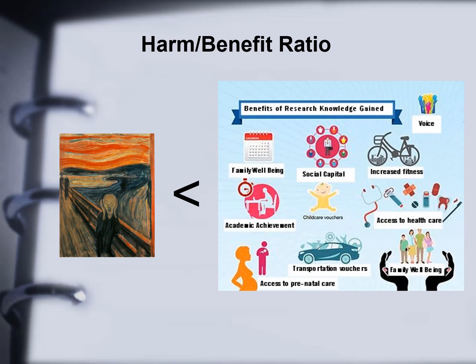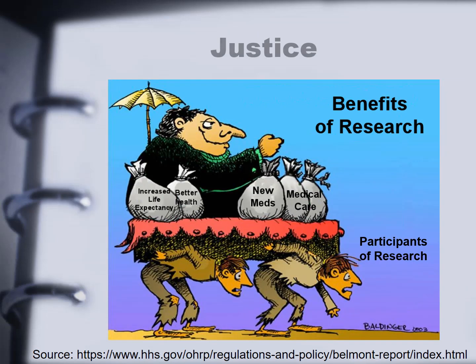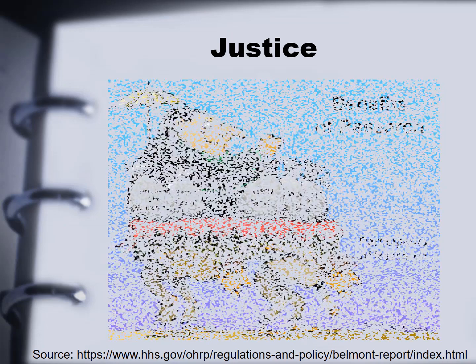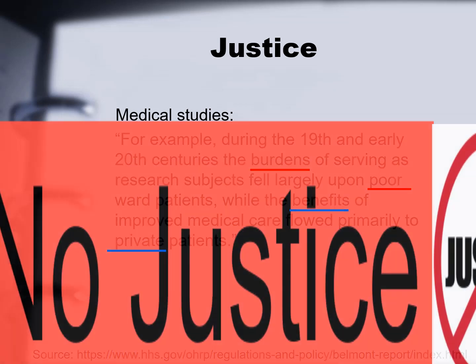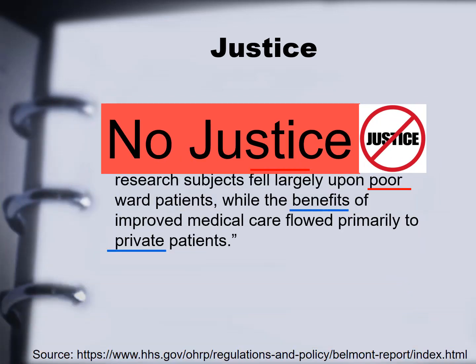The third and last principle underlying the Belmont Report is justice. And this is a different ratio in terms of the participants of the research versus the benefits of the research. So the question is, who should bear the burden of the research and who should be the beneficiary of the knowledge gained from that research? For example, during the 19th and early 20th centuries, the burdens of serving as research subjects fell largely upon poor hospital patients, while the benefits of improved medical care flowed primarily to private patients. In this case, there was no justice in these studies.